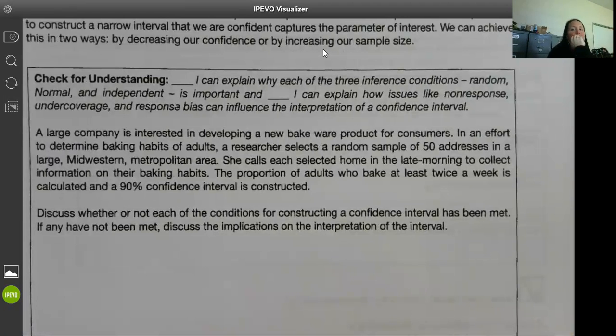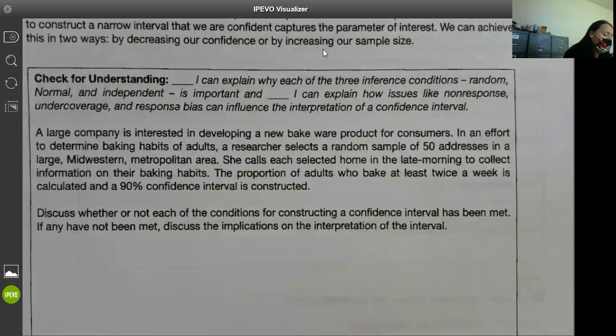A researcher selects a random sample of 50 addresses in a large Midwestern metropolitan area. She calls each selected home in the late morning to collect information on their baking habits. The proportion of adults who bake at least twice a week is calculated and a 90% confidence interval is constructed. Discuss whether or not each of the conditions for constructing a confidence interval has been met. If any of them have not been met, discuss the implications on the interpretation of the interval.